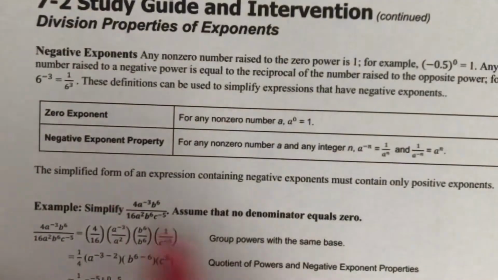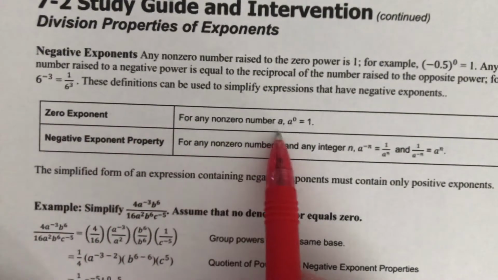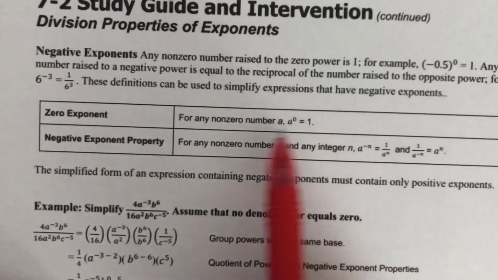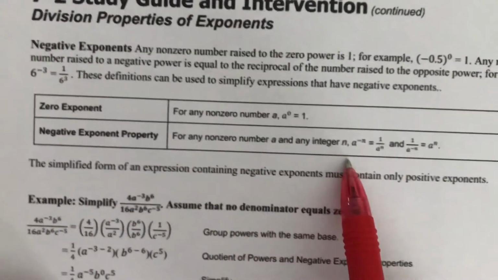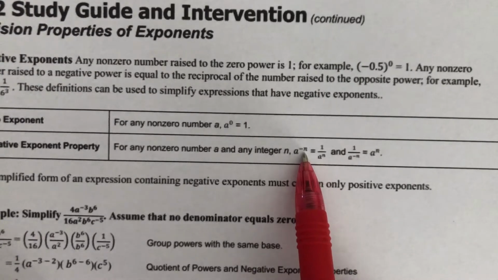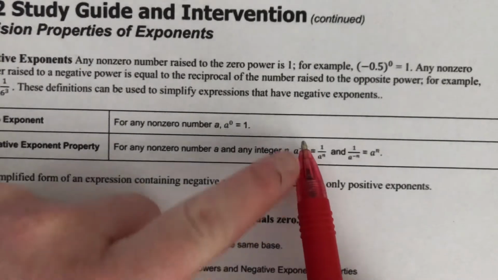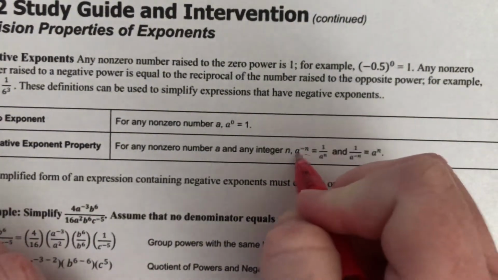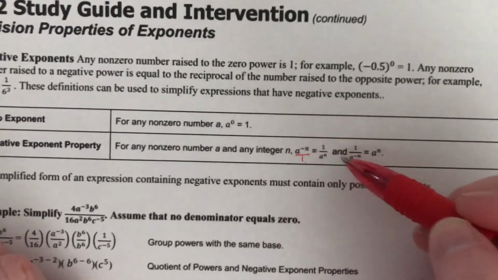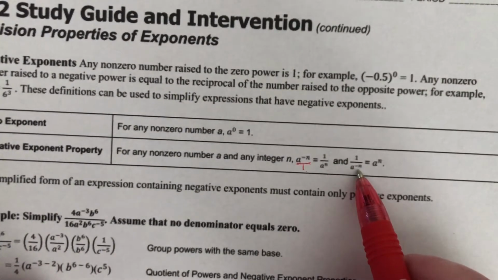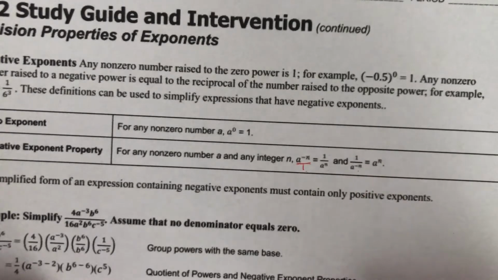So the 0 exponent property just says for any base that's raised to the 0 power, the answer is always 1. And the negative exponent property just says whenever you have a base raised to a negative exponent, you're basically going to flip-flop where it is. So if it's already on top of a fraction, you're going to bring it to the bottom. And when you bring it to the bottom, the negative sign goes away. If it's on the bottom of a fraction and it's got a negative exponent, you're going to bring it up to the top and the negative sign goes away.